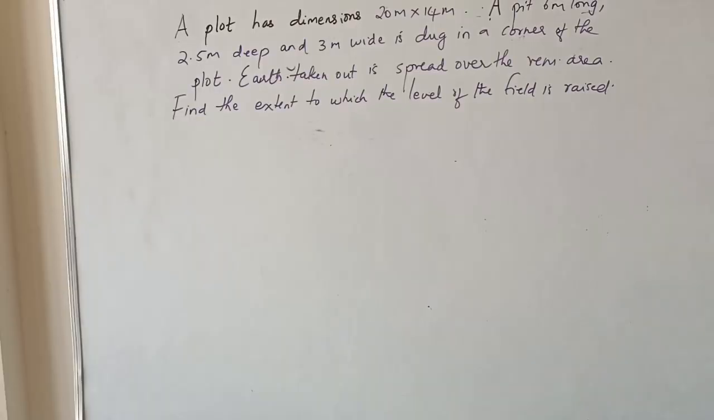A plot has dimensions 20 meters by 14 meters. A pit 6 meters long, 2.5 meters deep and 3 meters wide is dug in a corner of the plot. Earth taken out is spread over the remaining area. Find the extent to which the level of the field is raised.